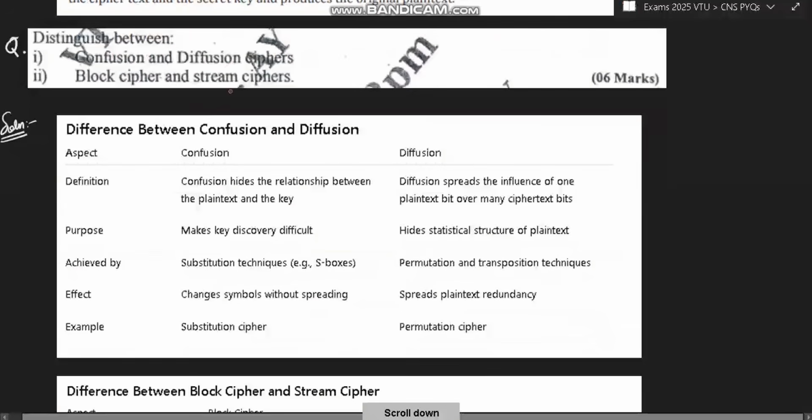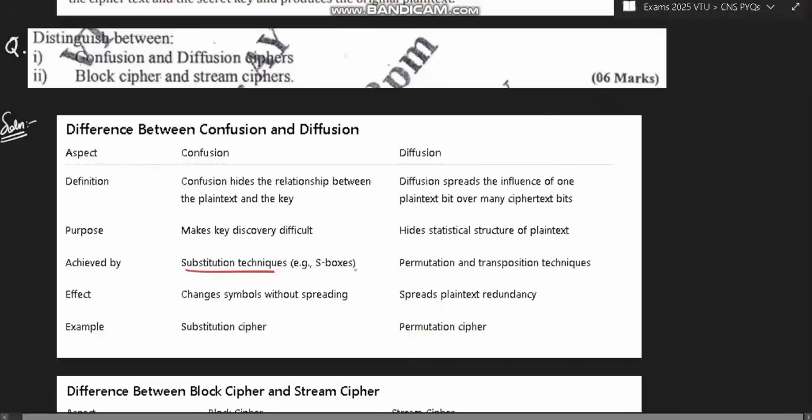Confusion hides the relationship between plain text and the key, and diffusion means spread. Just remember the keyword spread. Diffusion spreads the influence of one plain text bit over many ciphertext bits, and the purpose is to make discovery difficult. Its purpose is to hide the statistical structure of the plain text. How this plain text would look, whether it is a small plain text or a large plain text, we will not know. Why? Because it will spread and make it large, so we will not know the exact size.